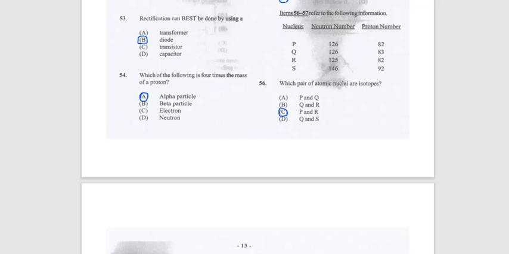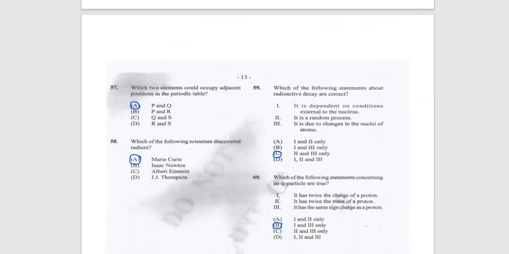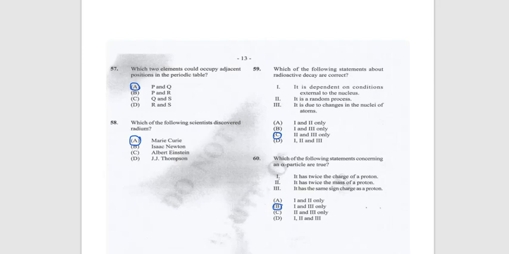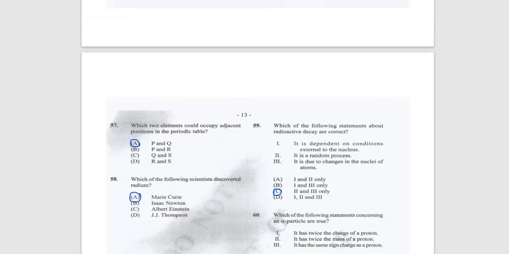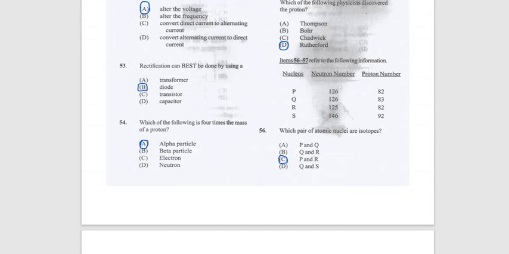56. Which pair of atomic nuclei are isotopes? Isotopes have the same proton number but different amounts of neutrons. So their atomic mass number is different. So that would be P and R. 57. Which two elements could occupy adjacent positions on the periodic table? And if we go right back up, this would be P and Q, because Q's proton number is just 1 more than P, so it would be right next to it.